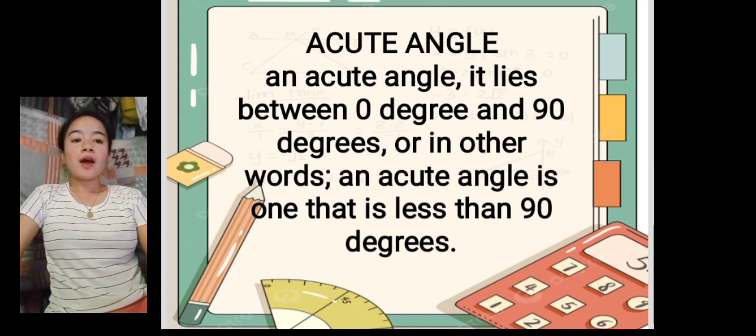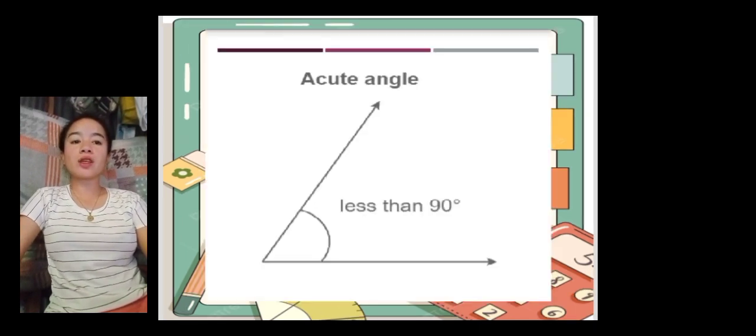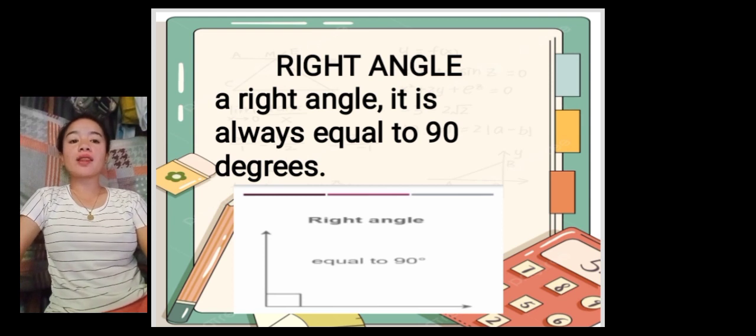So now, we will talk about acute angle. So what is acute angle? Acute angle, it lies between 0 degrees and 90 degrees. Or in other words, an acute angle is one that is less than 90 degrees. So here the example, which is less than 90 degrees. Next one is right angle. A right angle, it is always equal to 90 degrees. So here the examples.